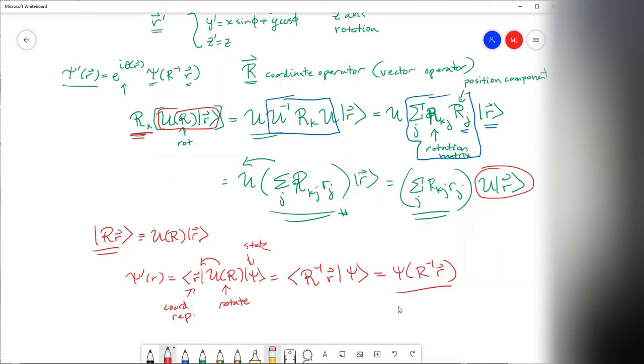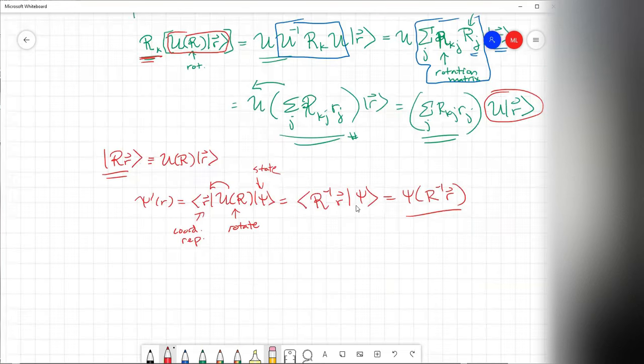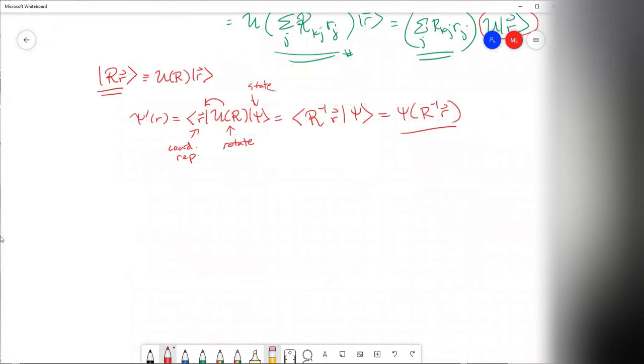Any questions about that? No? Okay, very good. So let's look at a particular rotation. Let's look at a rotation around the z-axis. We'll call it phi for the polar angle here.